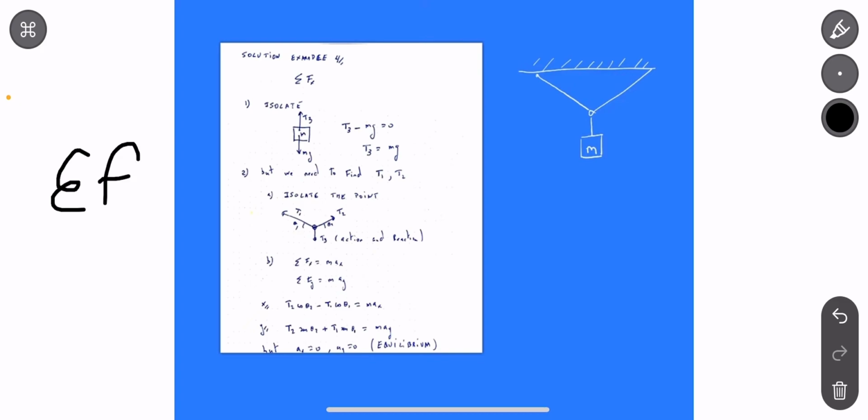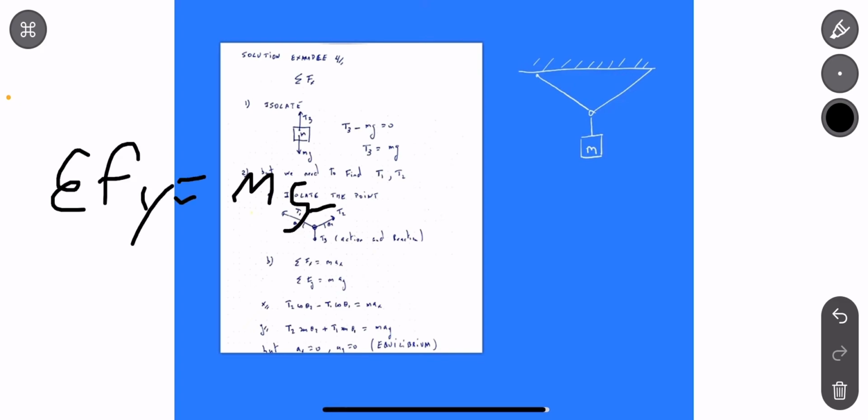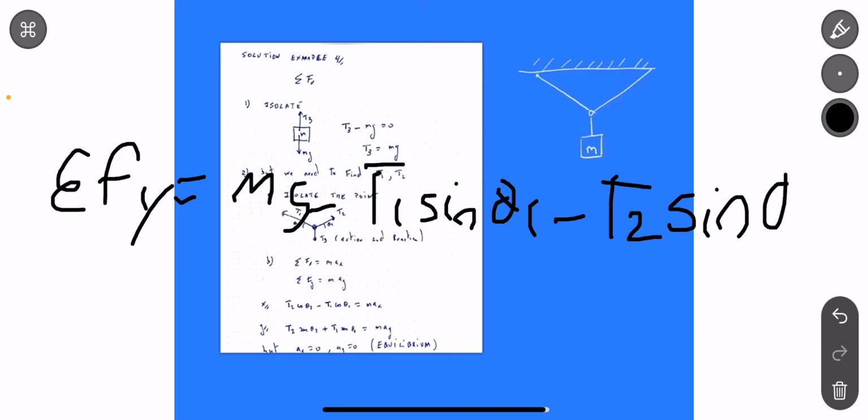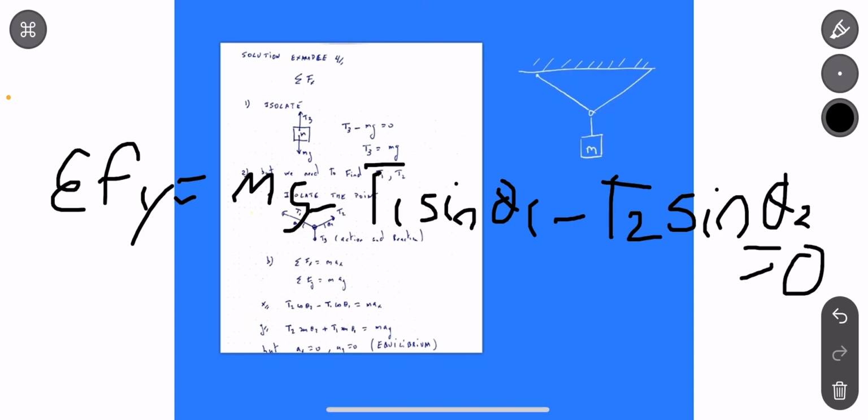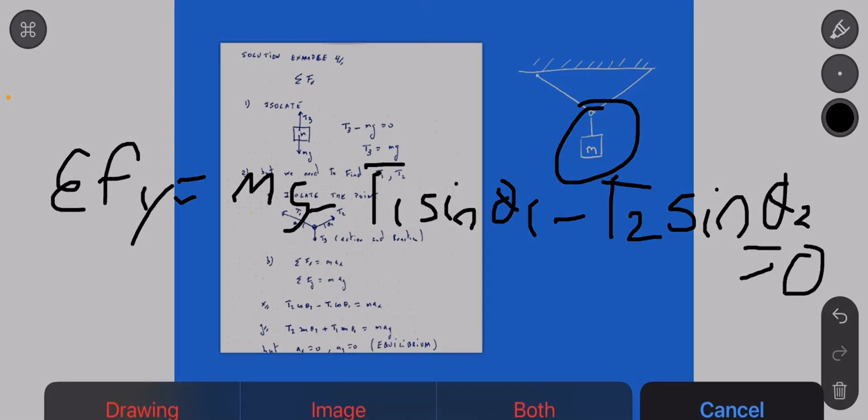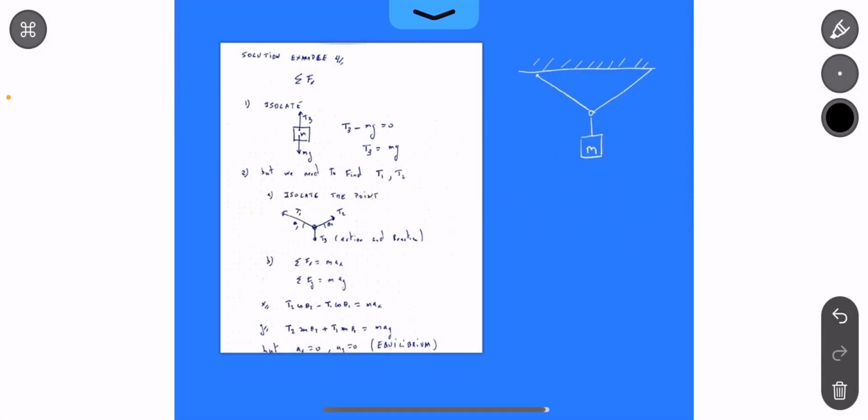The total forces of Fy is mg minus T1 sine of theta 1 minus T2 sine of theta 2, which is all going to equal 0 as well, because we already suggested that the sum of forces is going to be 0 because m is still suspended in the air. Okay, so perfect. Good job, guys.